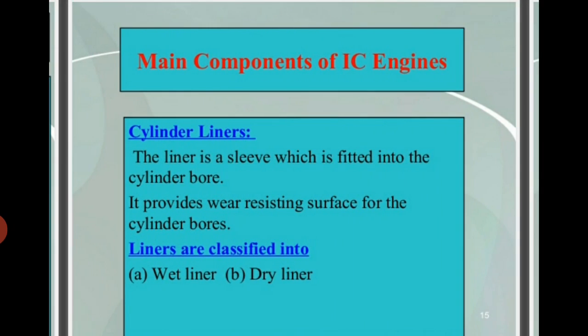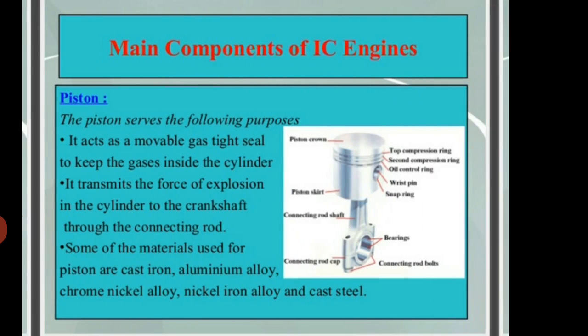Now our next component that is used in the internal combustion engine is the cylinder liner. The liner is basically a sleeve which is fitted into the cylinder bore. It provides a wear-resisting surface for the cylinder bore. Liners are classified into two categories: wet liners and dry liners.